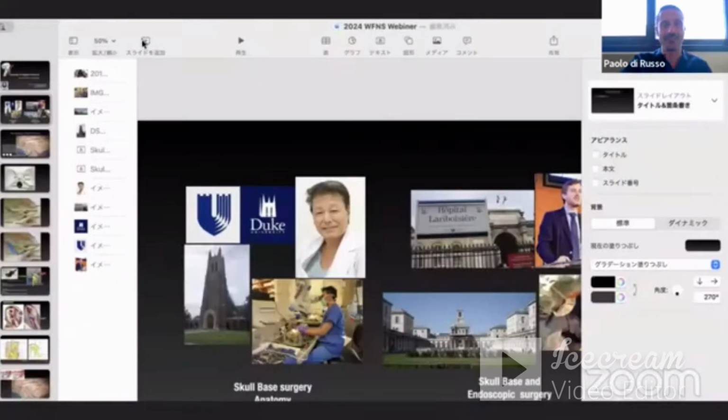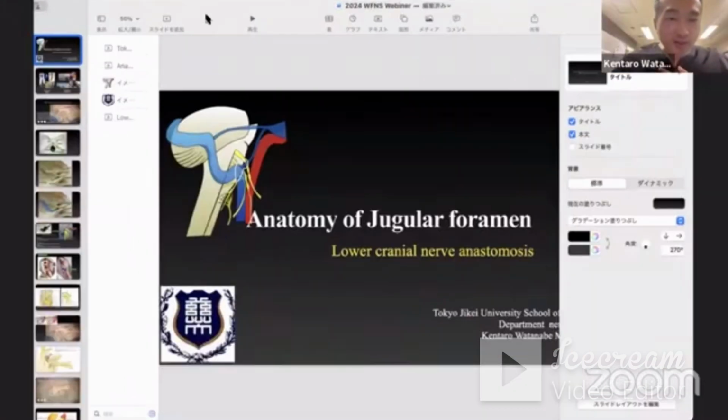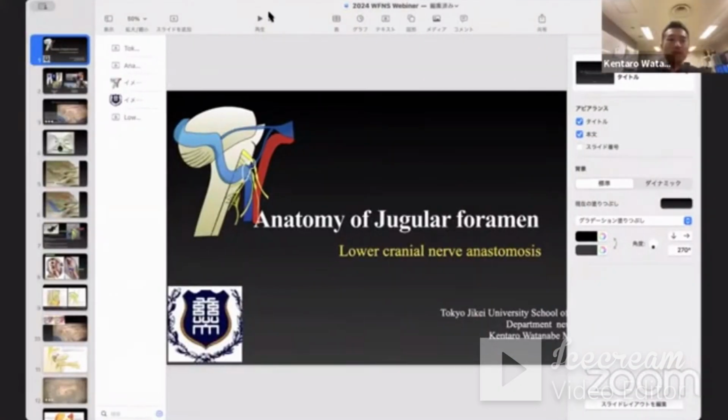So let's see if Kentaro is connected. Kentaro, are you there? Yes. Okay, great. Hi, Kentaro. Kentaro Watanabe, another friend. Very happy to have him here. So let's start, Kentaro, please. Hi, Paolo. Thank you for introducing me. So it's almost 2 o'clock in Japan, and yeah, I'm sleepy, but I will try to do my best.